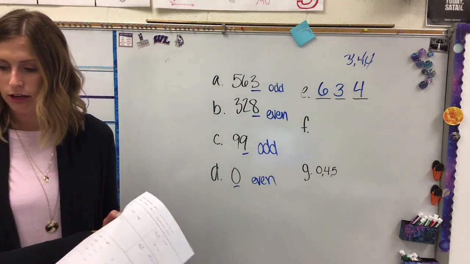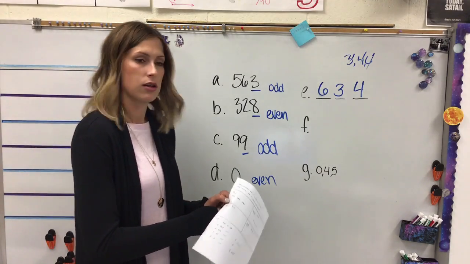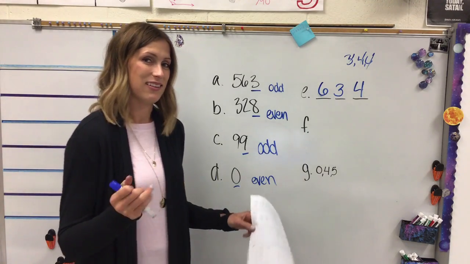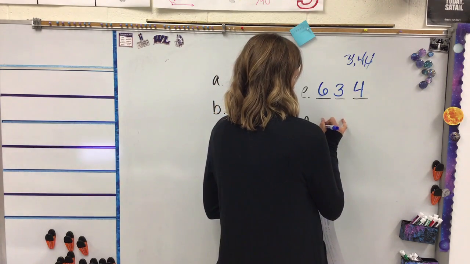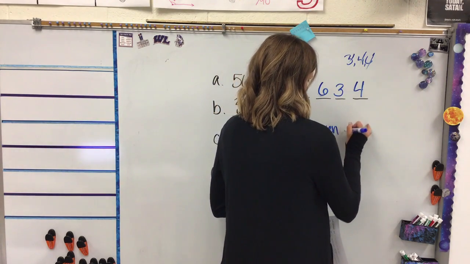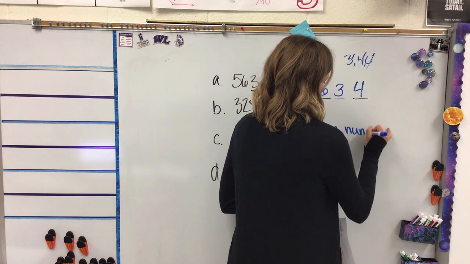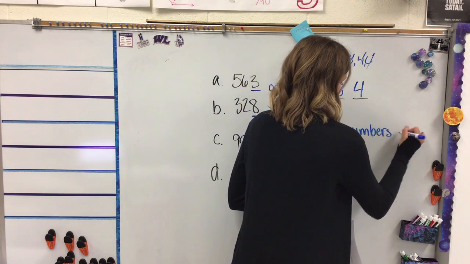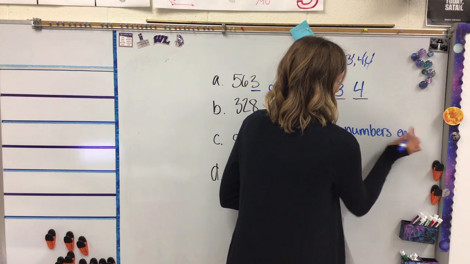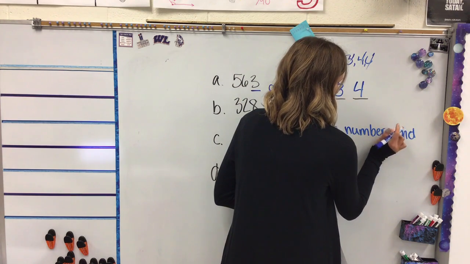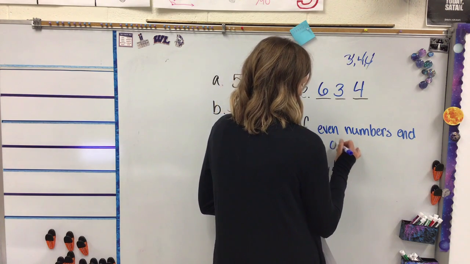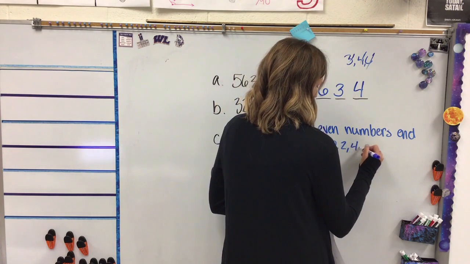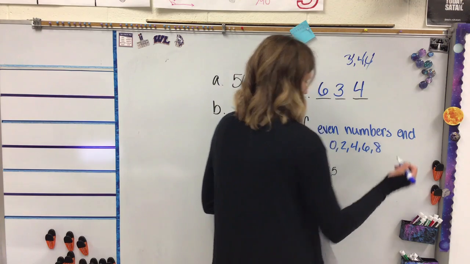F. How can you tell whether a number is even? What does it have to end in? Even numbers end in, say with me, 0, 2, 4, 6, 8.